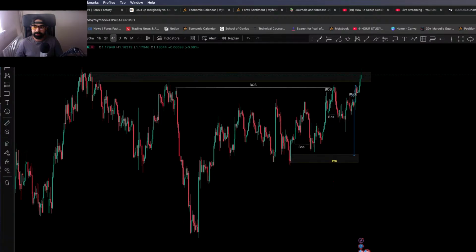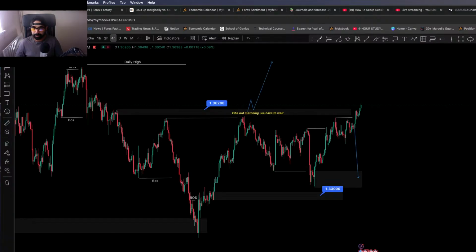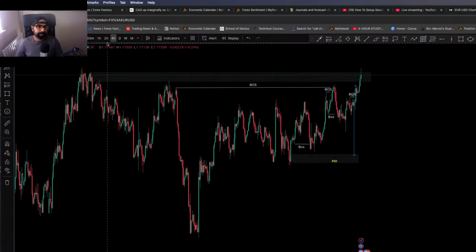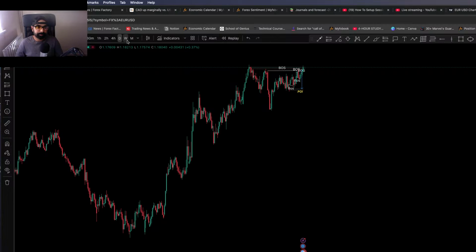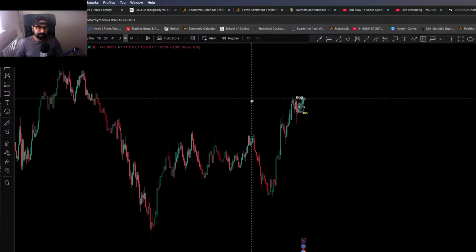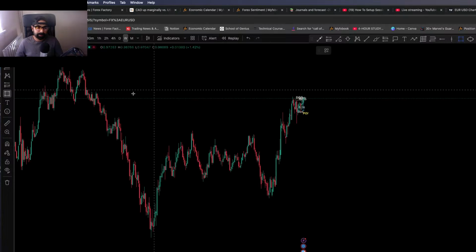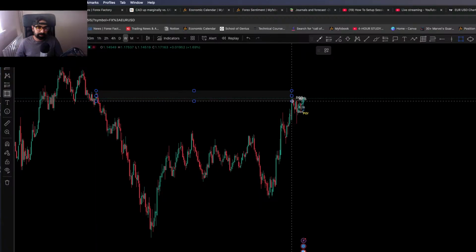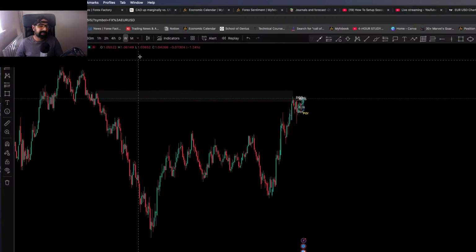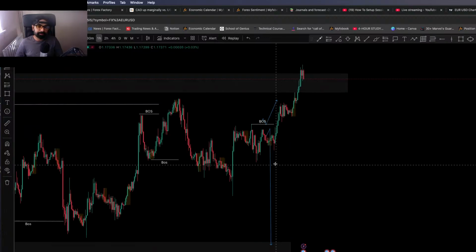Euro USD. Okay, so that's like an uptrend at the moment. Let's look at the daily. At the moment, wow, there is an OB activated. It's an uptrend at the moment.